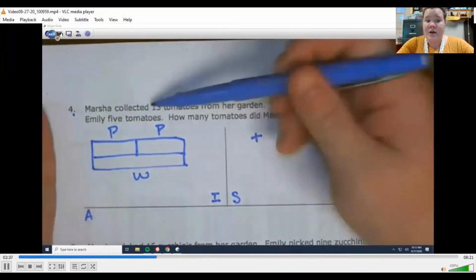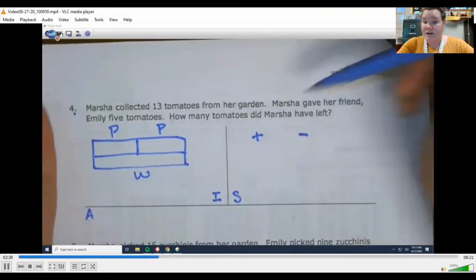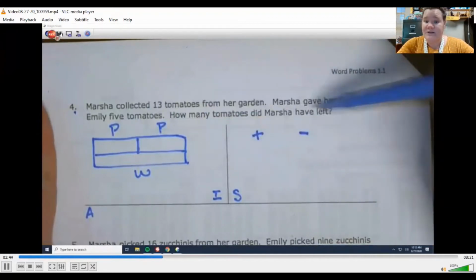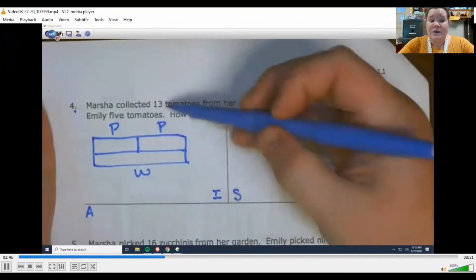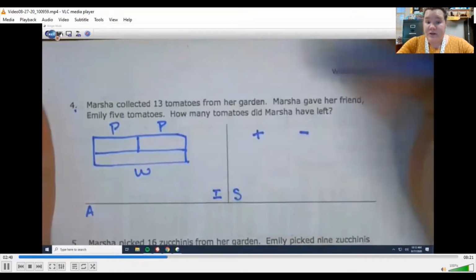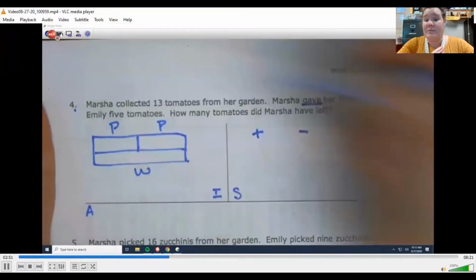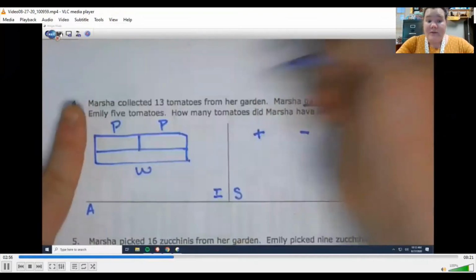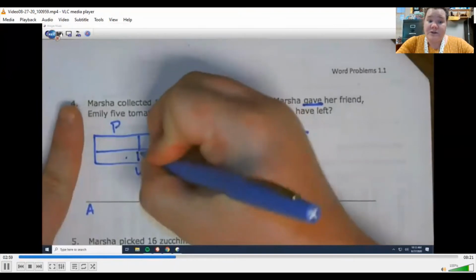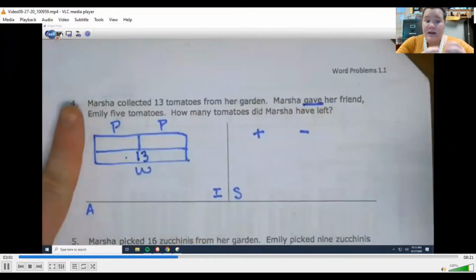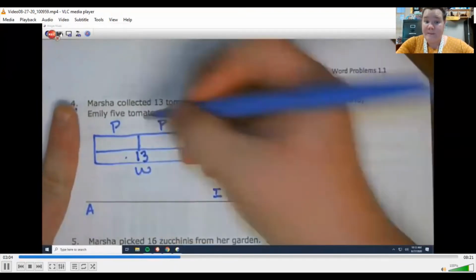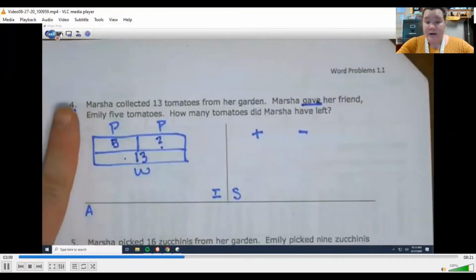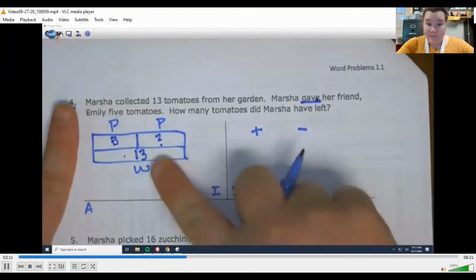Our question is, Marcia collected 13 tomatoes from her garden. Marcia gave her friend Emily 5 tomatoes. How many tomatoes did Marcia have left? So we have a whole, which is 13, because she starts with 13, and then she gives 5 away, so that's one of our parts. We don't know what the other part is. We don't know how many she has left.